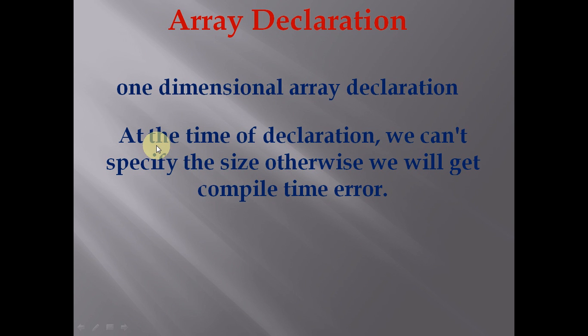Now the next point says that at the time of declaration we cannot specify the size, otherwise we will get a compile time error. So when we are declaring arrays, we should not declare the size at that time, because the compiler is going to flag an error. In case of C, we can declare the size of the array while declaring it, but in case of Java it is not possible. The compiler is going to flag the error.